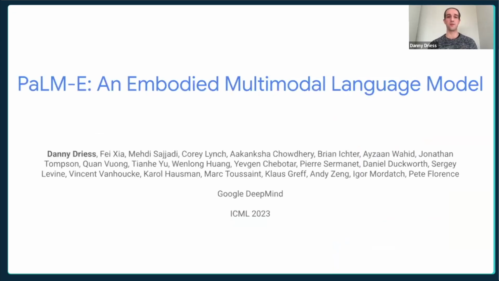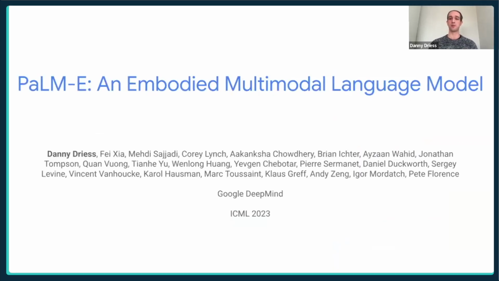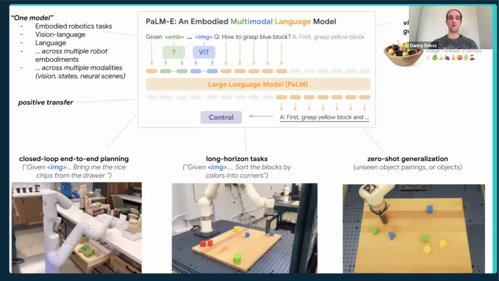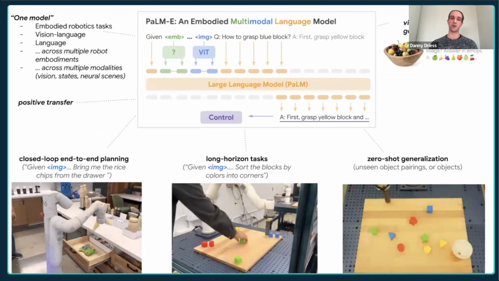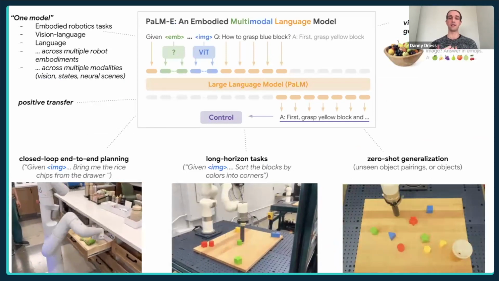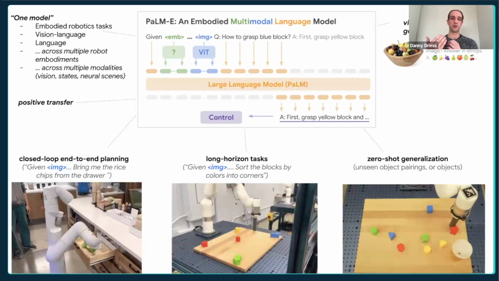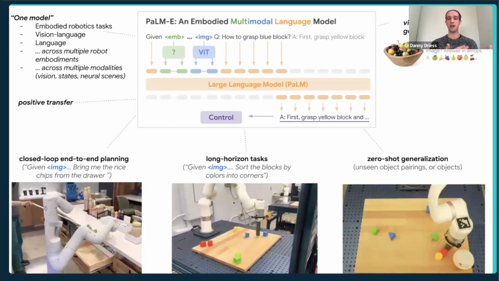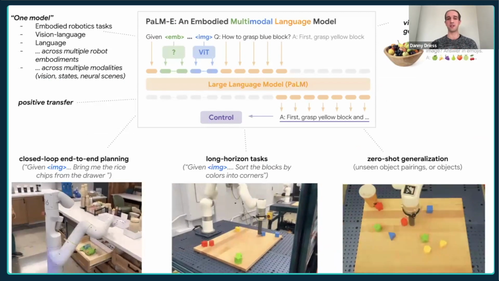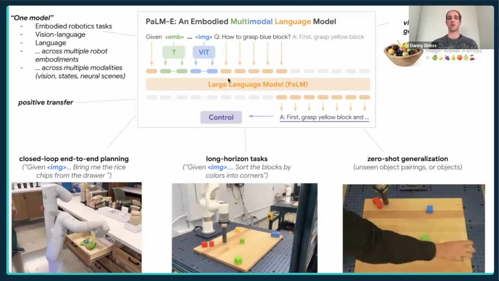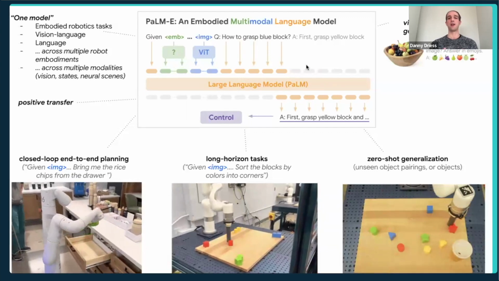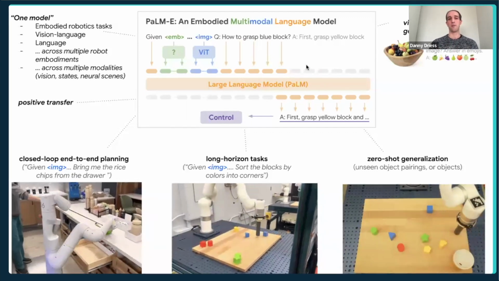Okay, so I want to start with Palmy, an embodied multimodal language model, which we did at Google DeepMind with wonderful colleagues. The idea of Palmy is to take a large language model and endow the language model itself with the capability to perceive the world by mapping other modalities, such as low-level state information of the robot or images, directly into the language model, such that the combined multimodal model can make more grounded decisions about the world.